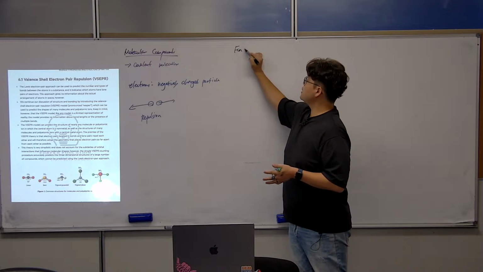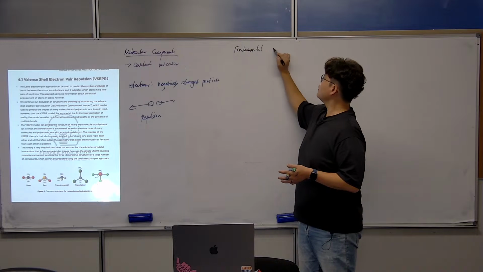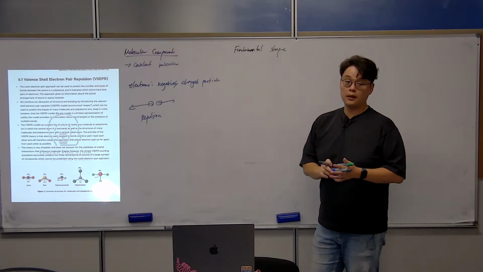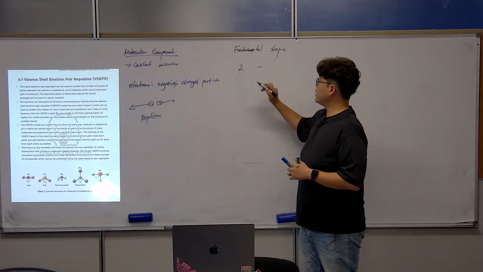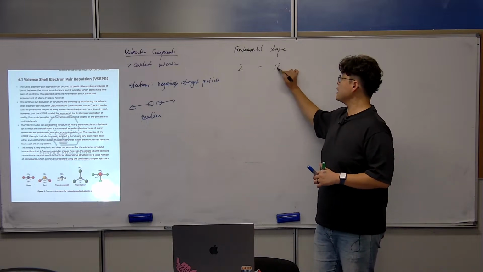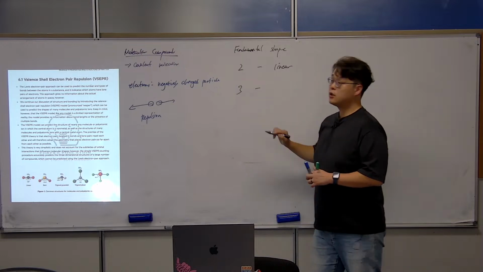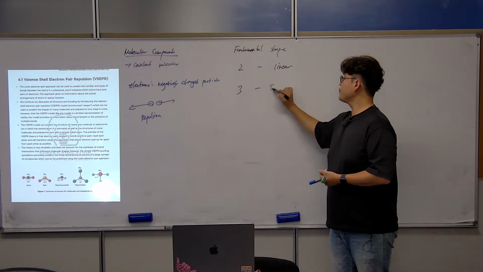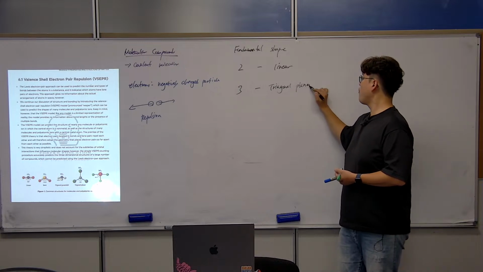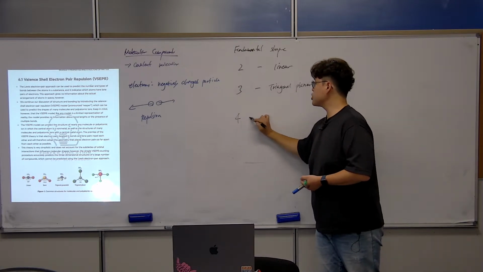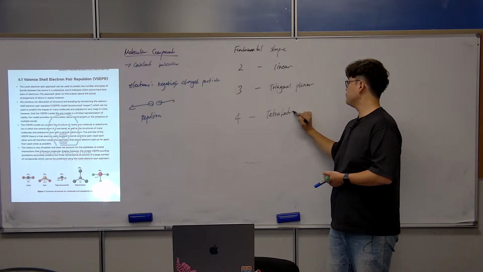One, memorize some fundamental shapes. When we have two attached, the fundamental shape is known as linear. When we have three attached, the fundamental shape is known as trigonal planar. When we have four attached, the fundamental shape is known as tetrahedral.